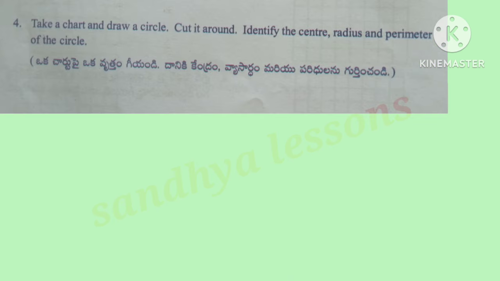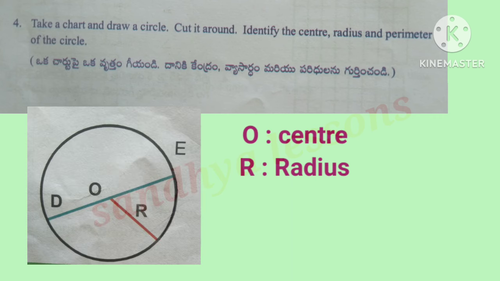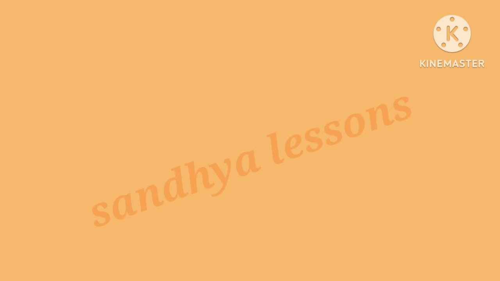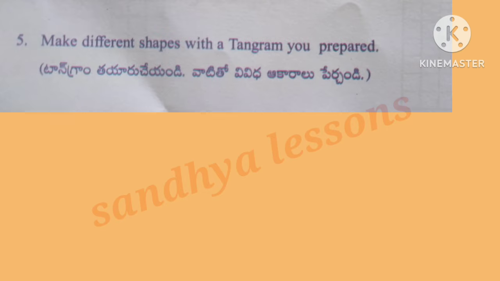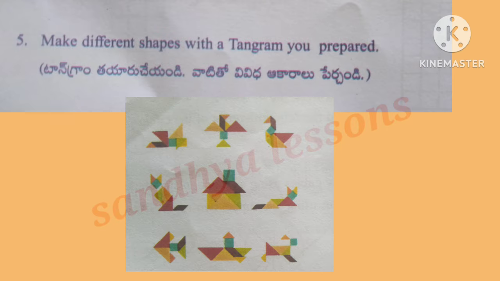Fourth problem, take a chart and draw a circle. Cut it round. Identify the center, radius and perimeter of the circle. O is the center. R represents radius of the circle. Fifth problem, make different shapes with the tangram you prepared.